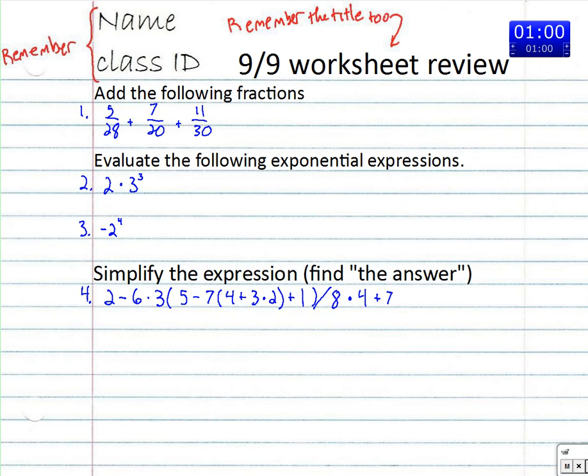Mistakes with exponents, let's just make sure we write it out the long way. This is evaluate, so I do actually want the result of this computation. This is 2 times 3 times 3 times 3. 6, 18, 3, 54.